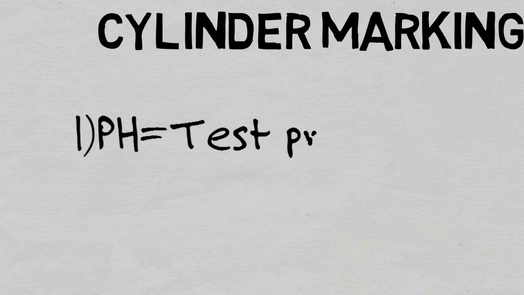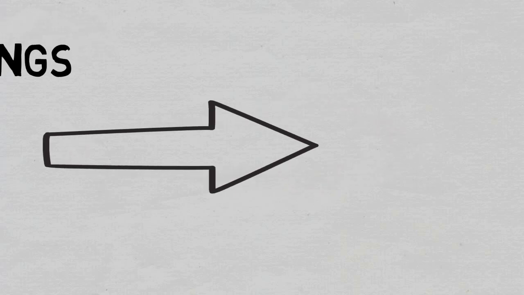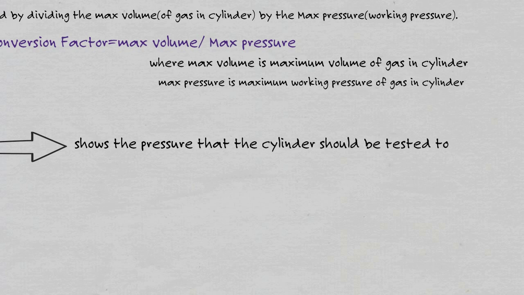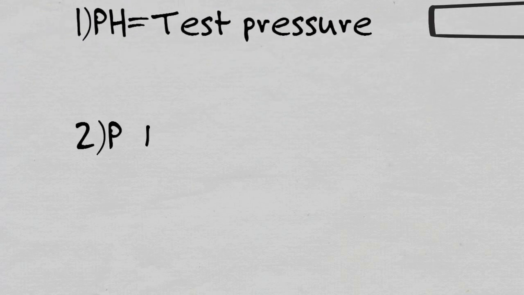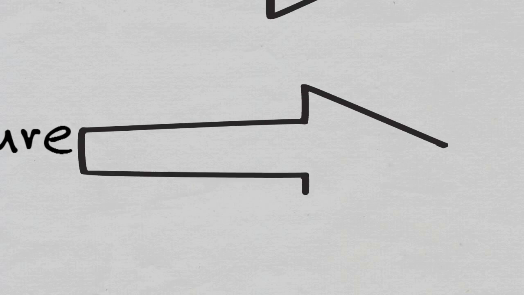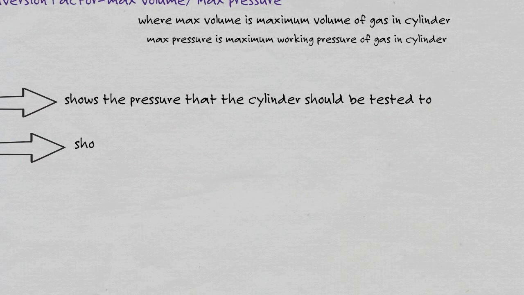First is PH, which stands for hydrostatic pressure or test pressure and shows the pressure that a cylinder has been tested up to for safety. This is usually more than the actual pressure to which the gas is filled later on. PW refers to the working pressure and is the pressure of gas to which the cylinder is filled up.